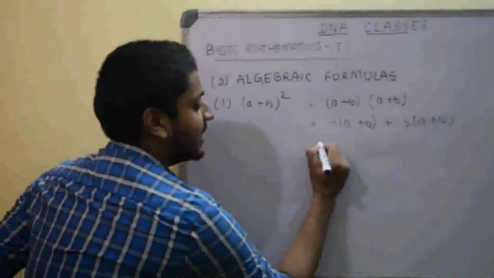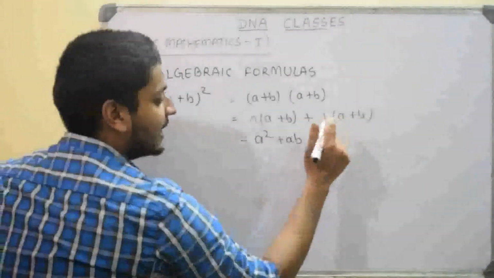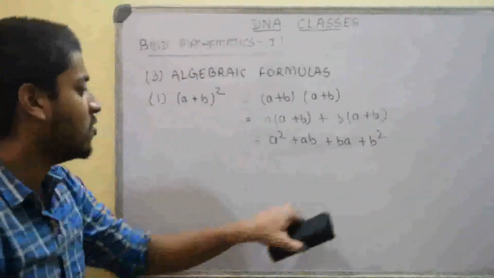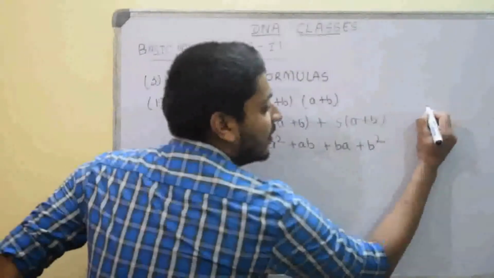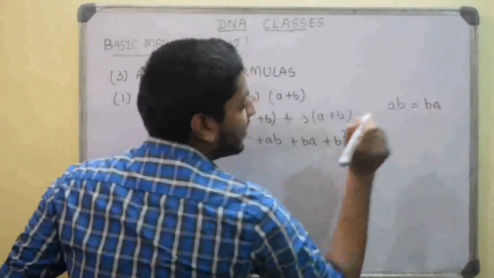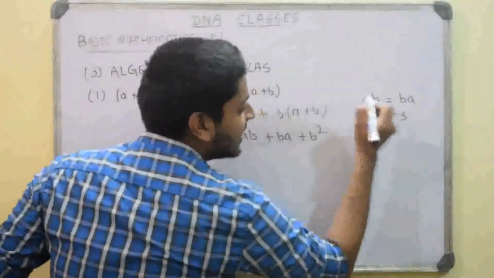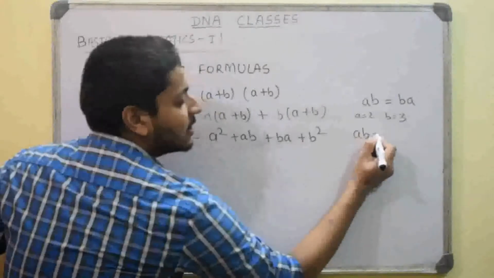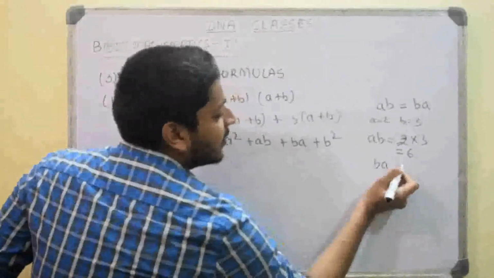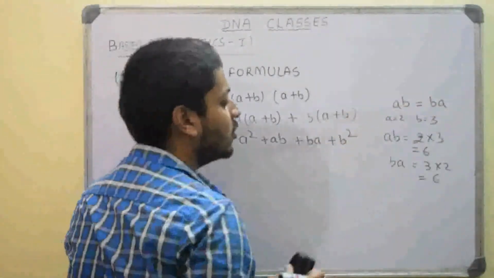A multiplied by a is a squared, a multiplied by b is ab, b multiplied by a is ba, b multiplied by b is b squared. Now ab, ba: from commutative law of multiplication we know ab is equal to ba. Like if we take a value 2 and b value 3, we can write ab as 2 into 3, which is 6. Now ba, 3 multiplied by 2, so we will get 6. So from here we can say ab is equal to ba.